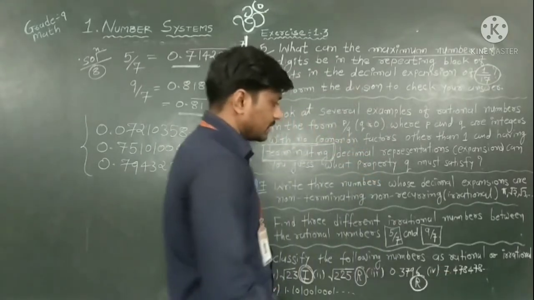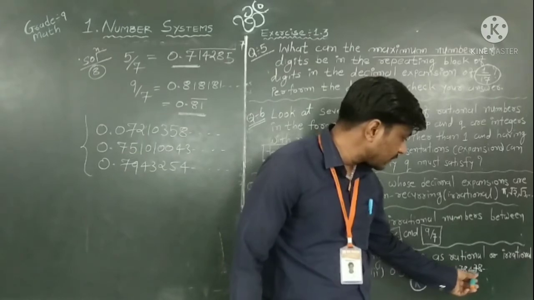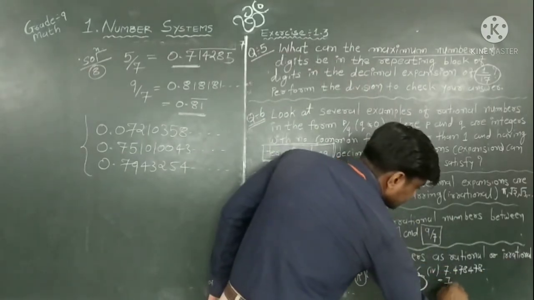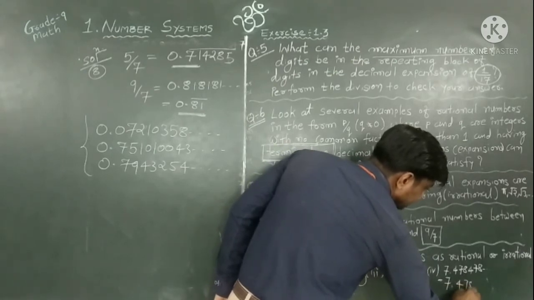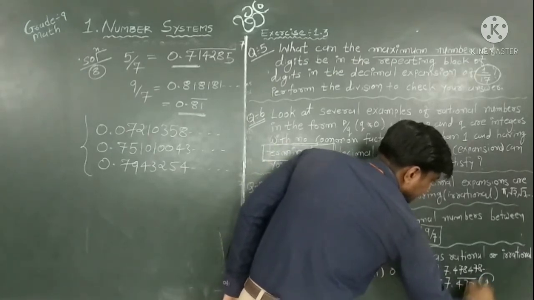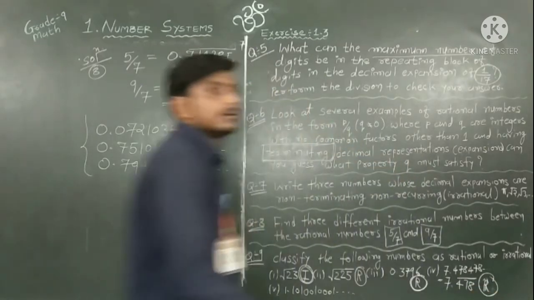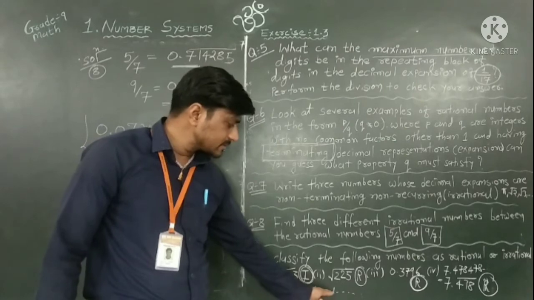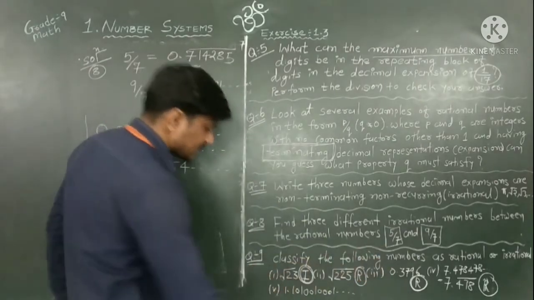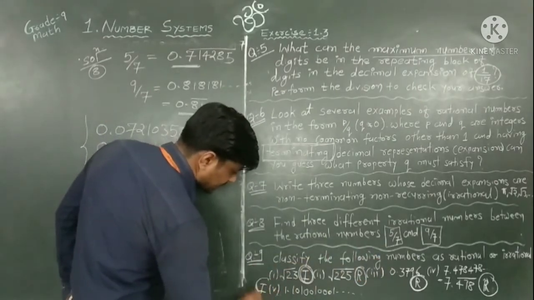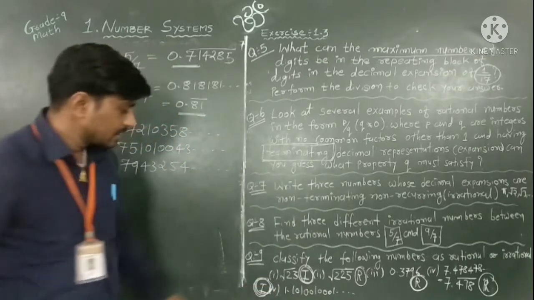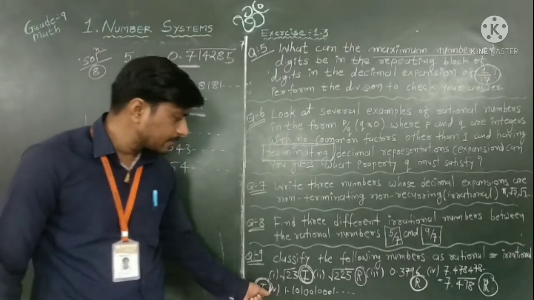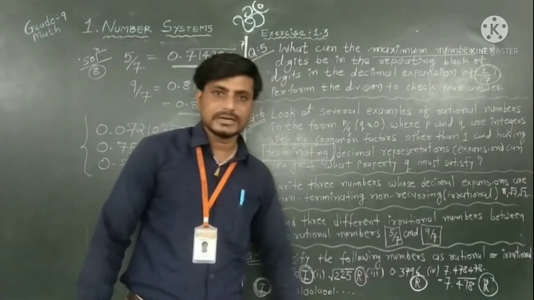This is 7.478478, repeating here. So I write here 7.478 bar. So this is again a rational number. Okay. And last, 1.101001000 and so on. So obviously this is an irrational number. In short, first and last, example 1 and example 5, both are irrational numbers and the remaining are rational numbers.